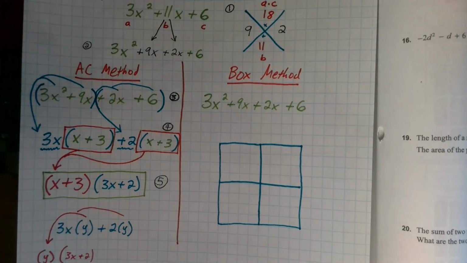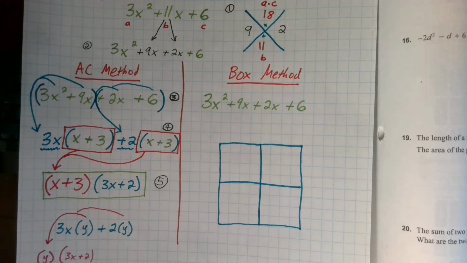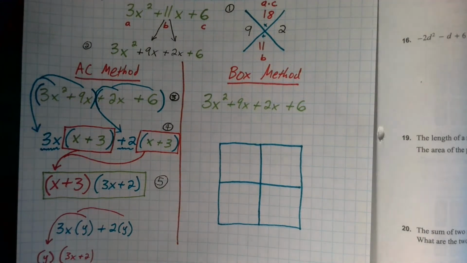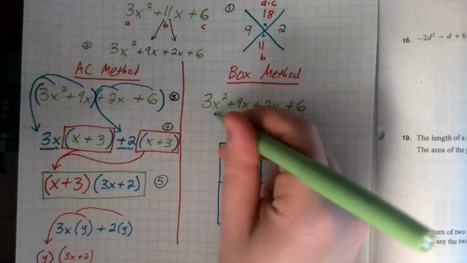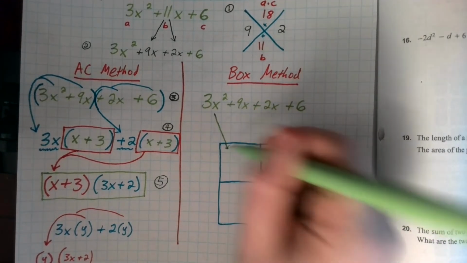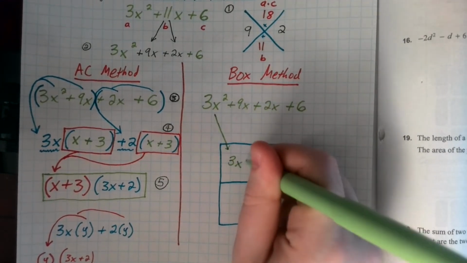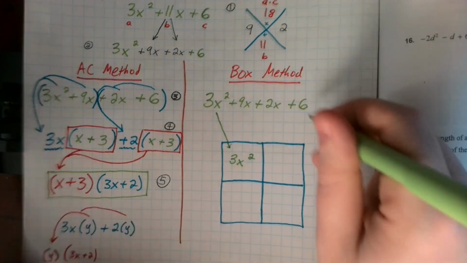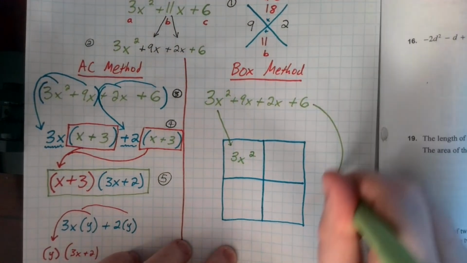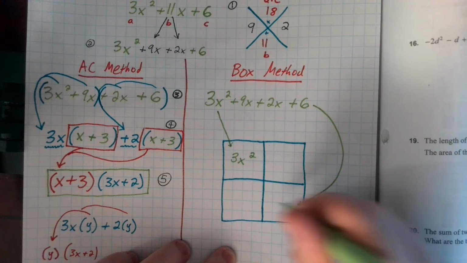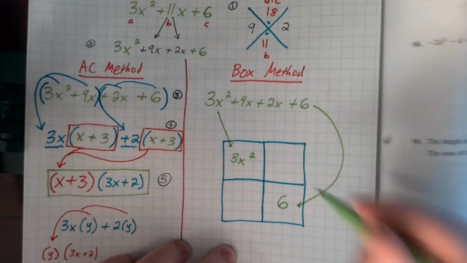Inside of these 4 boxes, you are going to put all of your terms. However, there is a restriction. The first term must go in the first box, so 3x squared is going to go here. And the last term, this plus 6, is going to go in the last box. So we put a 6 here.